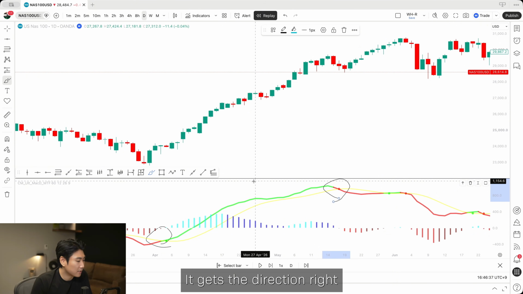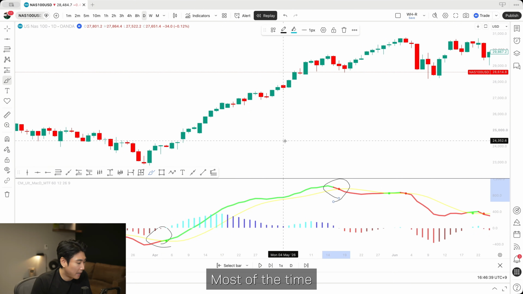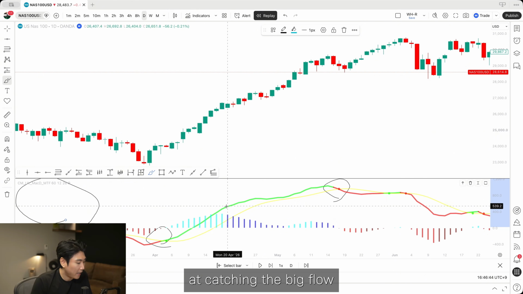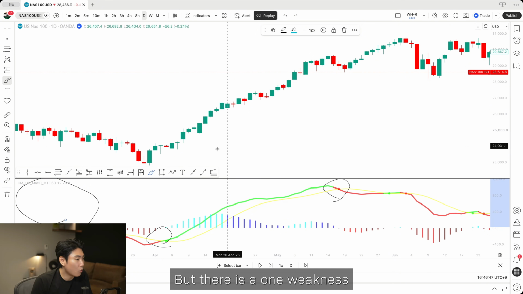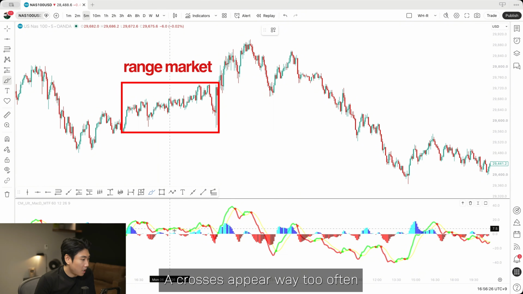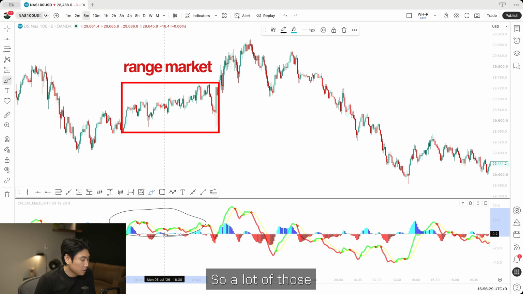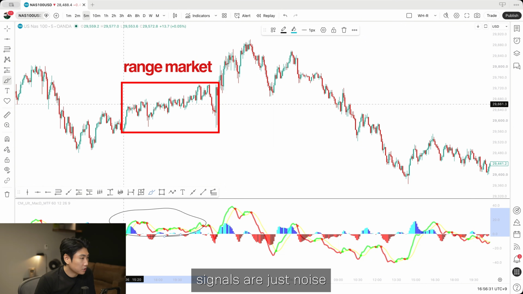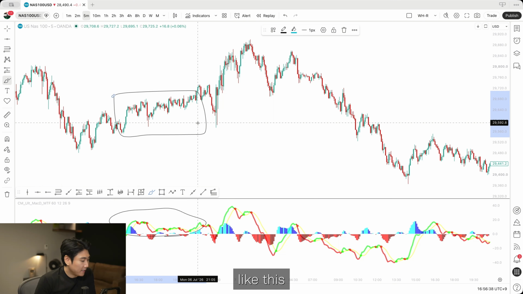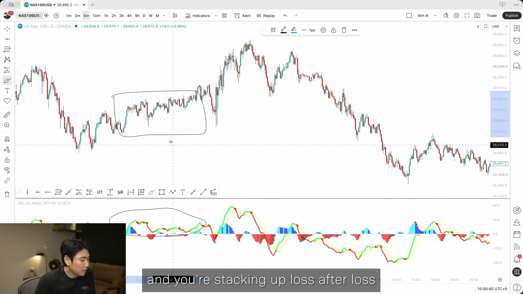And MACD gets the direction right most of the time. It has been tested for decades, so it is good at catching the big flow, but there is one weakness. It lags. And in a range, crosses appear way too often, so a lot of those signals are just noise. Take every one of them in a stretch like this and you are stacking up loss after loss.